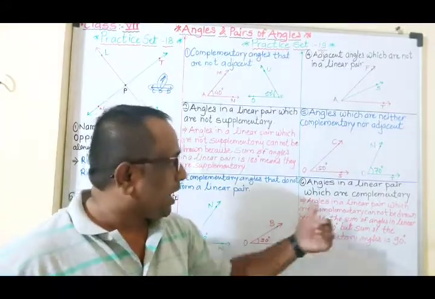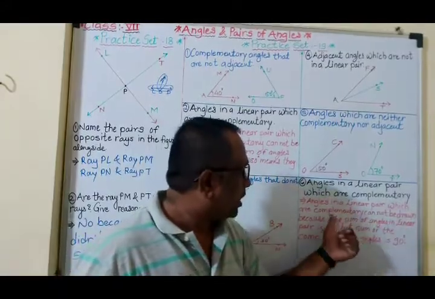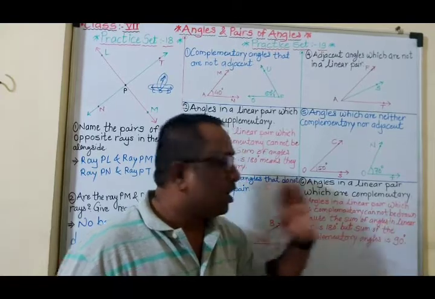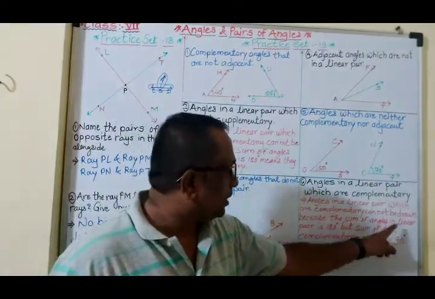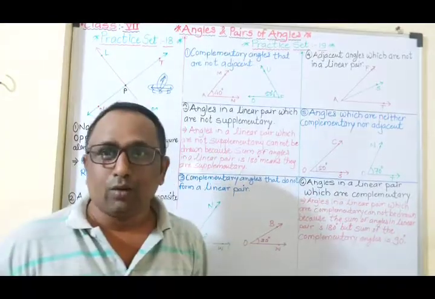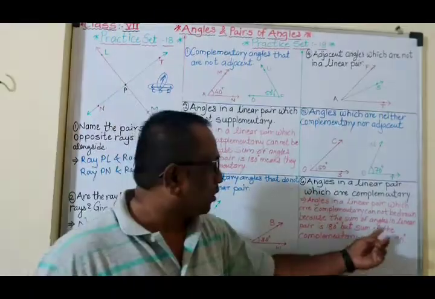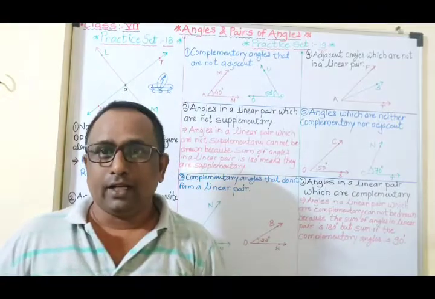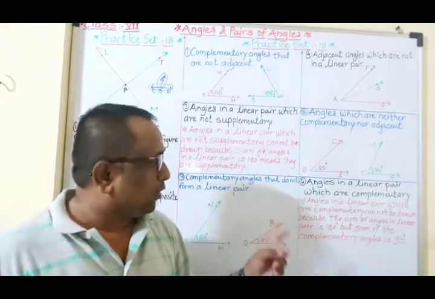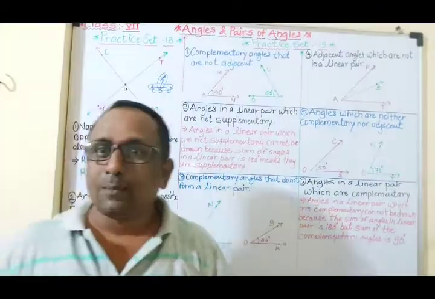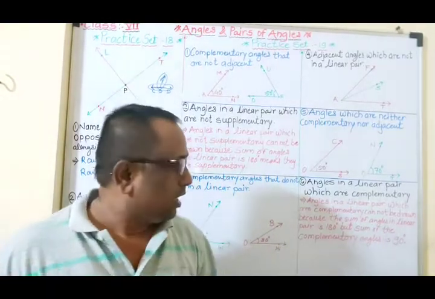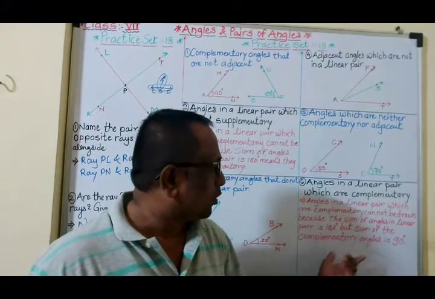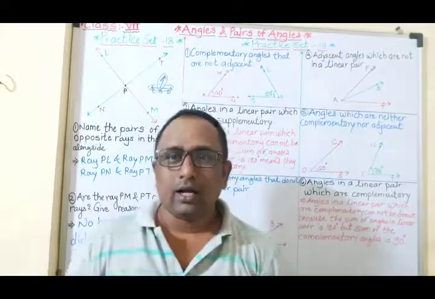Now see, angles in a linear pair which are complementary cannot be drawn. Why? Because the sum of the angles in a linear pair is 180 degrees, that we know, but the sum of complementary angles is 90 degrees. So we know angles in a linear pair are supplementary angles, meaning their measure is 180 degrees, and the sum of complementary angles is 90 degrees.